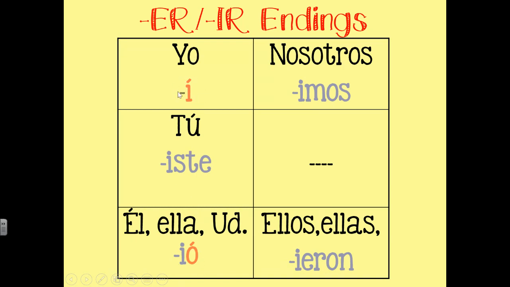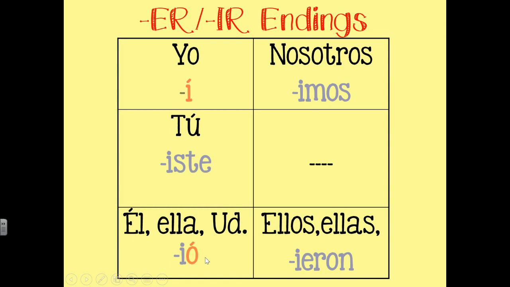Once again, just like with the AR verbs, the yo form has an accent, and the ella form. A very common mistake is that students will see that the I has an accent here in the yo form, so they'll put it down here on the I on the ella form. But maybe a better way to think about where your accents go is that it's always on the last letter, so it'll be on that O there.